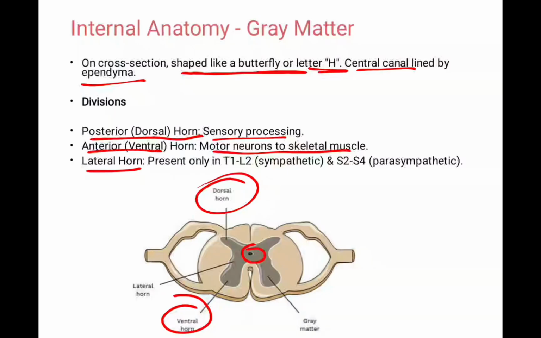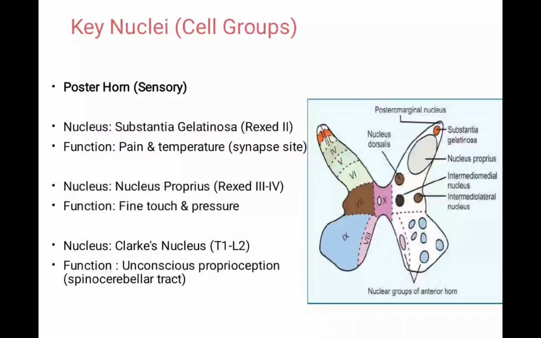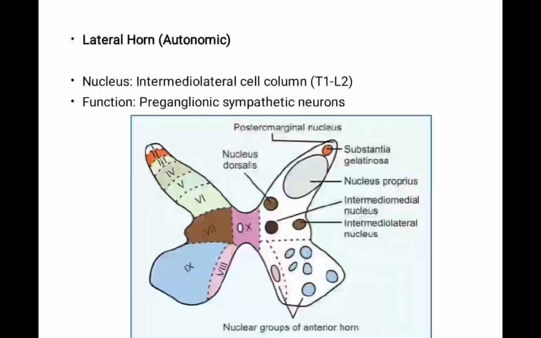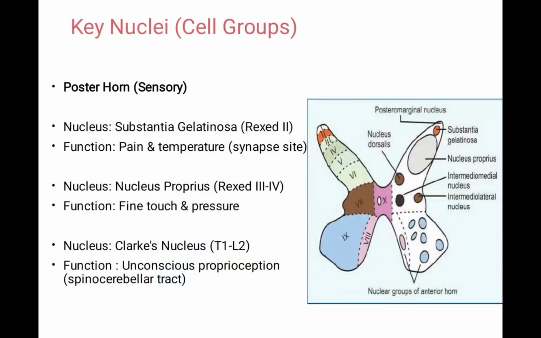lateral horn, as you can see here, tiny. The lateral horn is present in T1 to L1 for sympathetic and S2 to S4 for parasympathetic. So there are key nuclei cell groups in this gray matter: in the posterior horn, in the anterior horn, as well as the lateral horn.